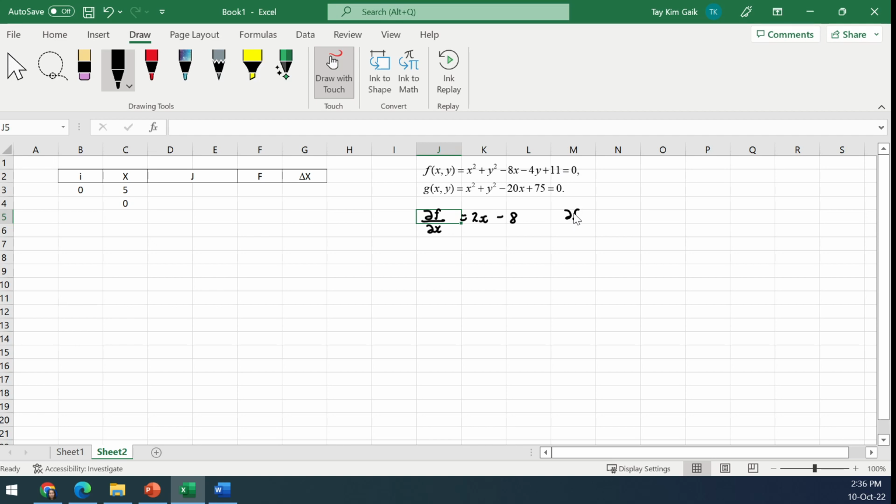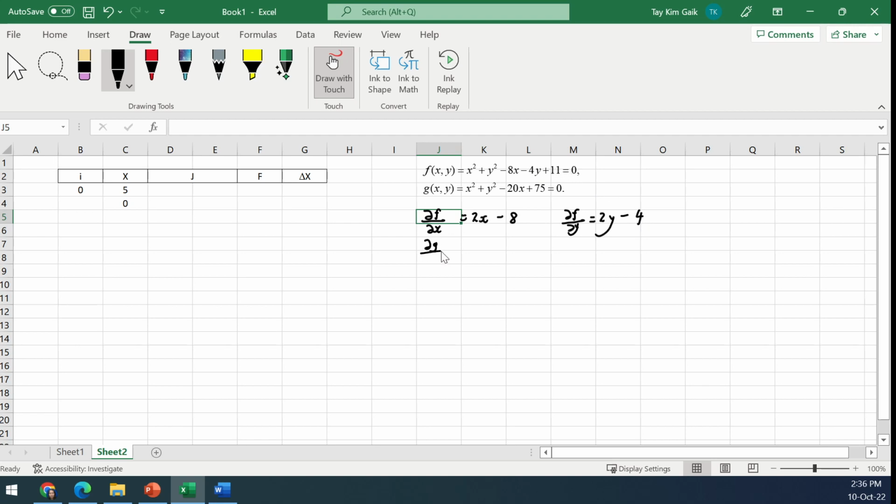Then you find del f del y. When you differentiate with respect to y, x is constant. So del y x squared will be 0. Del y y squared is 2y. Del y negative 8x is 0. Del y negative 4y is negative 4. So del y constant is 0.